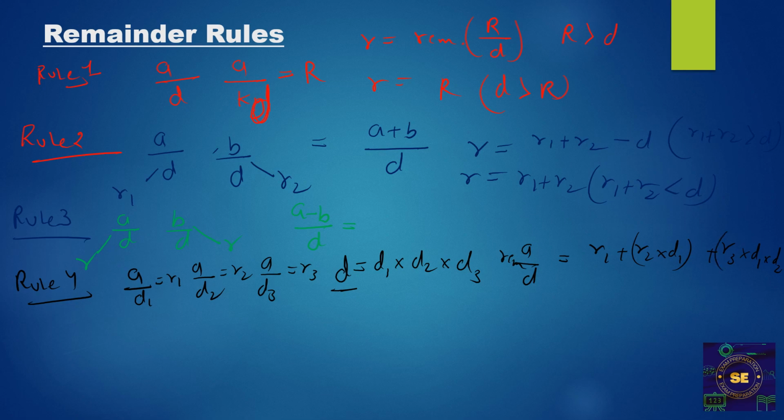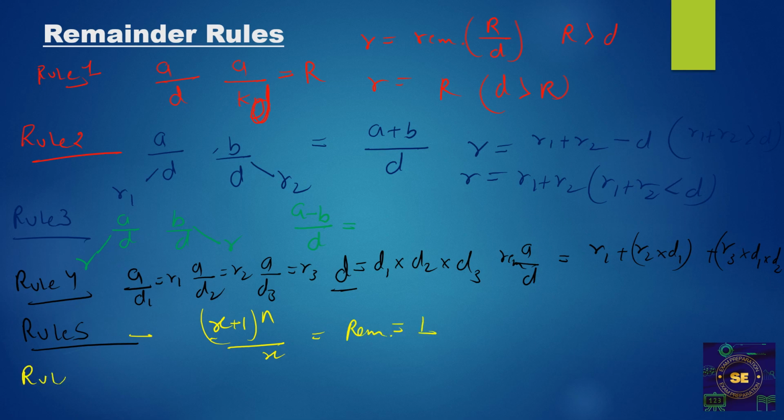Let's see rule number 5. What does rule number 5 say? If x plus 1 to the power n is divided by x, the remainder will be 1.